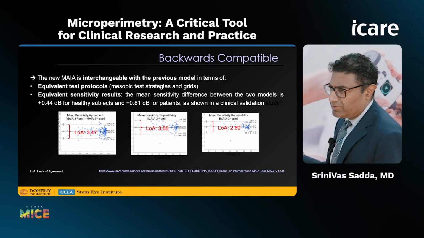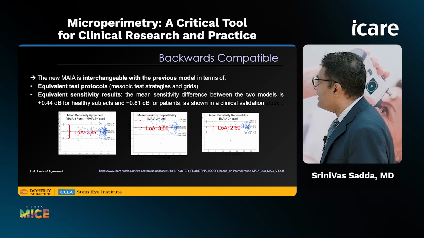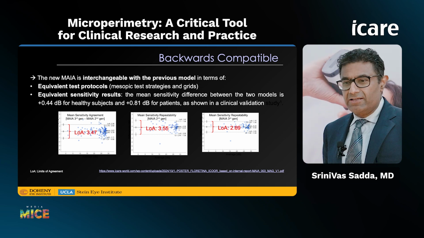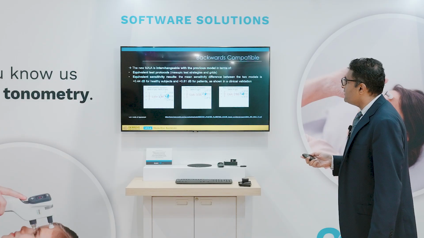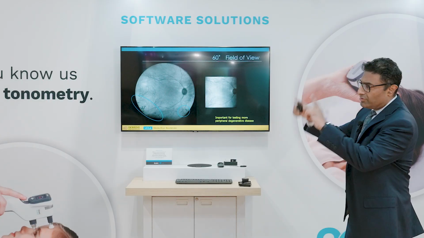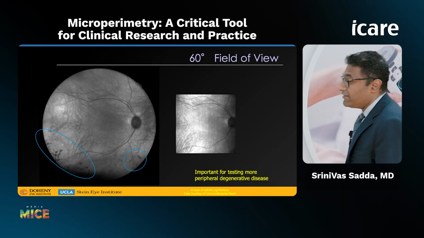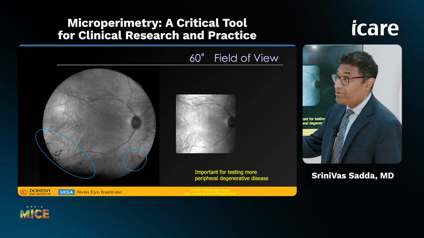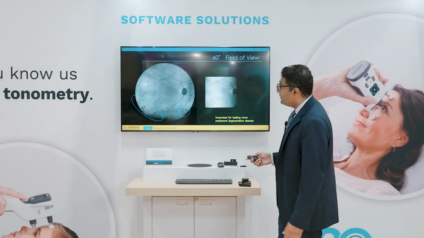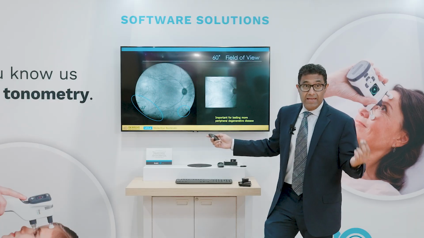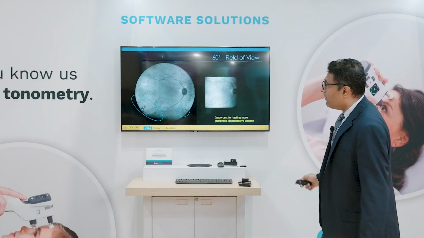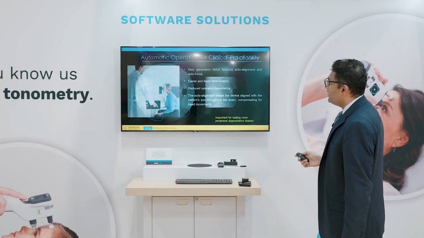And of course, it's still backwards compatible to the older systems, which is pretty vital because sometimes we've collected the data on second generation MAIA, for example. And of course, it also offers a bigger field of view. I talked about how this is not just GA, it's also testing other retinal degenerations like RP. So having a bigger area of coverage and being able to test those areas is important.